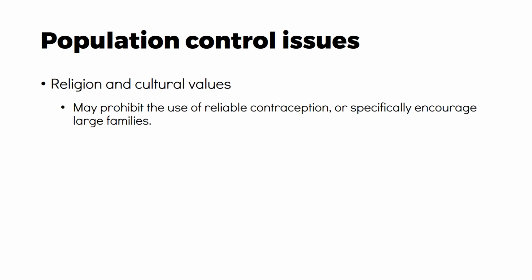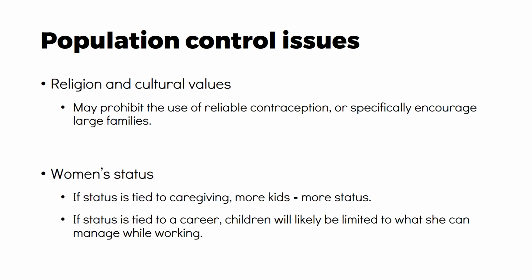Religion can also complicate voluntary birth regulation, as some faiths prohibit the use of effective contraceptives, or even encourage large families. The use of contraception is also strongly linked to the status of women. If the status of a woman is specifically linked to child-rearing, having more children means an increase in status. If a woman's status is tied to her own accomplishments, such as a career, she is likely to have fewer children so that she can balance that status with child-rearing.